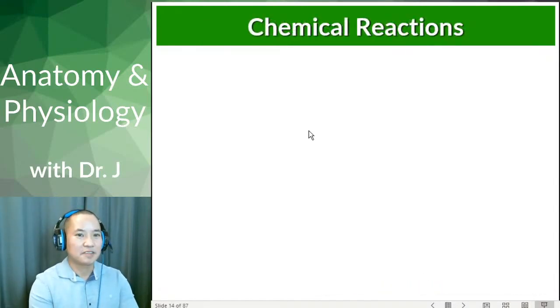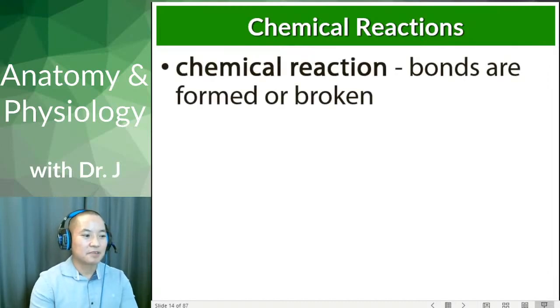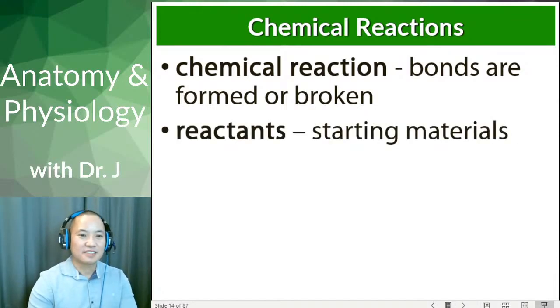All right, so we talked about chemical bonds. Let's talk about chemical reactions. Chemical reactions are where those bonds are formed or broken. Remember, I told you that chemical bonds are like relationships between atoms, just like we form relationships with each other. Unfortunately, sometimes relationships can be broken. Same with chemical bonds. So reactants is a key word meaning the starting materials.